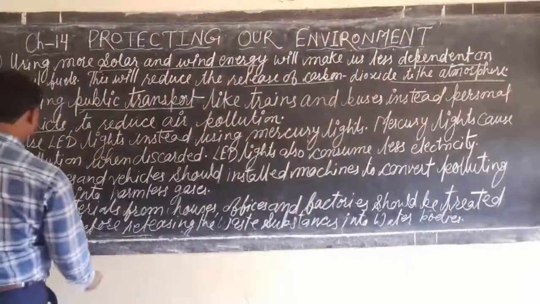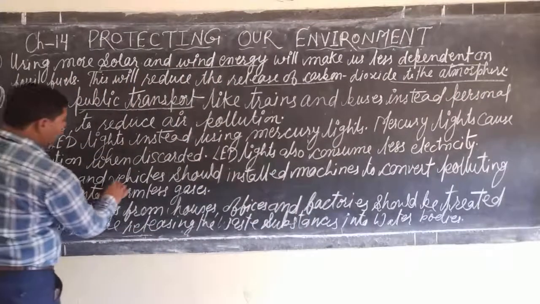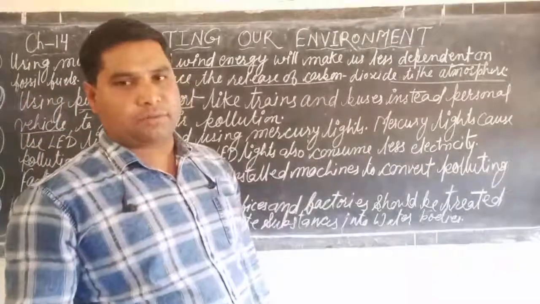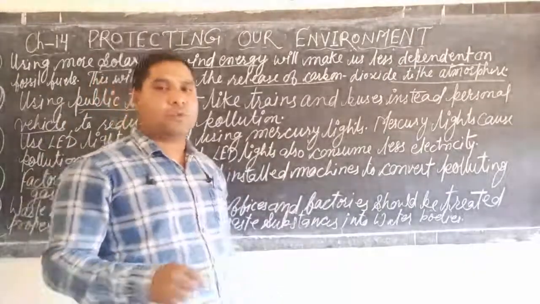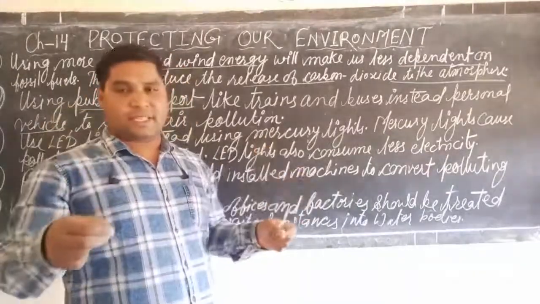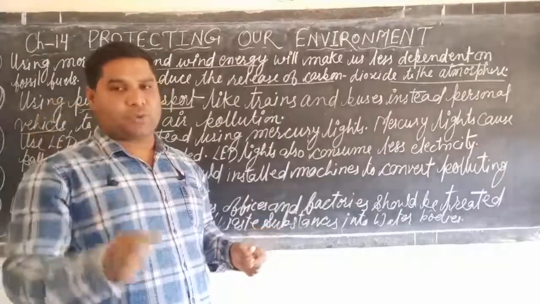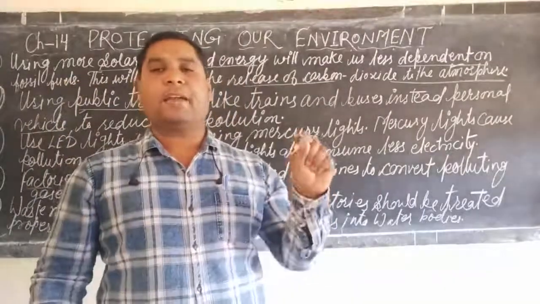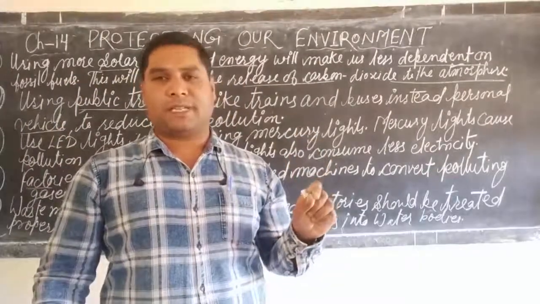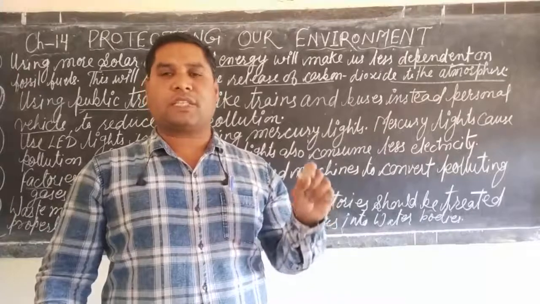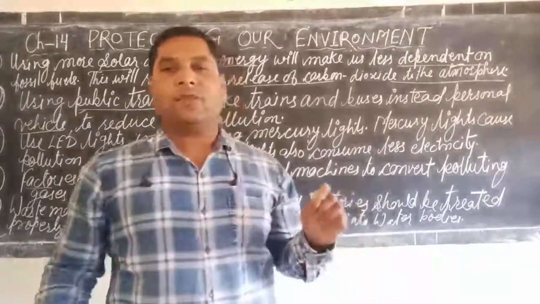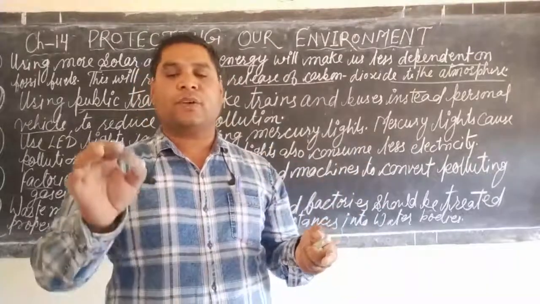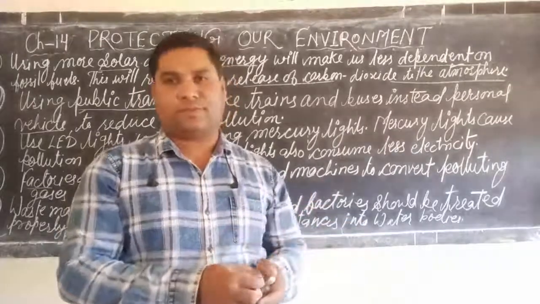Next, in factories and vehicles, a special type of device should be installed, and this device is to convert the polluting gases into harmless ones. Dear student, you may have heard about devices such as scrubber and electrostatic precipitator. These are the two devices which are installed in factories or certain types of cars and vehicles, which can reduce the pollution.